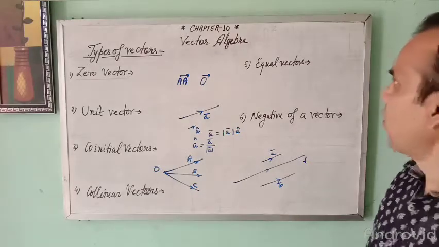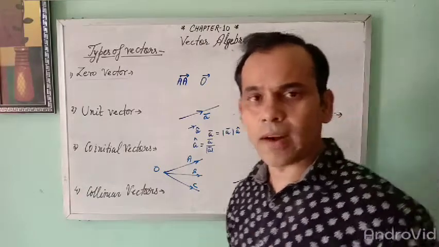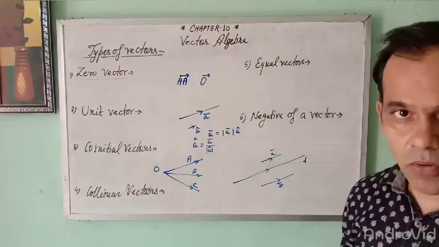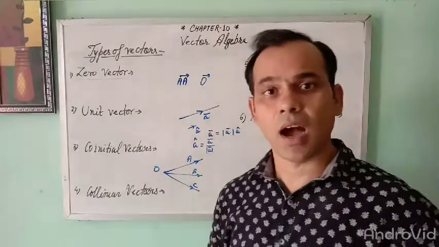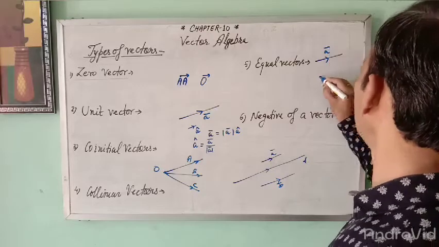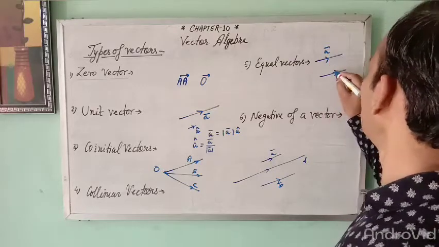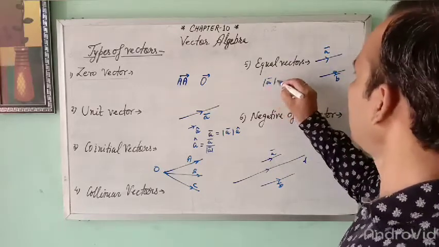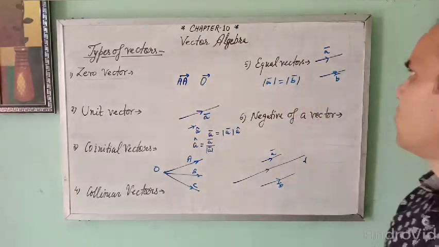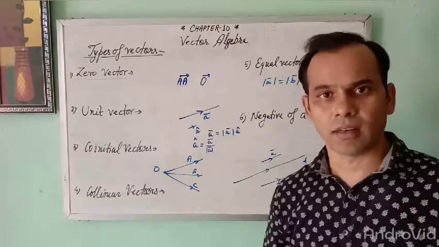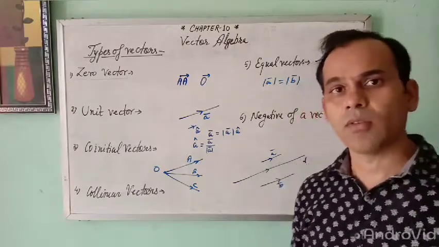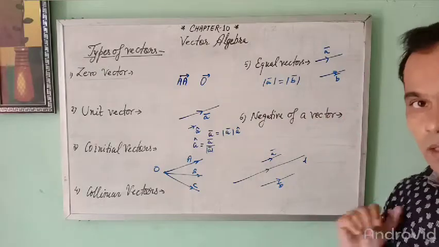Clear? Now come to equal vectors. Two vectors are said to be equal if their magnitude as well as their direction are the same. There are two vectors, this is vector A, this is vector B. If the magnitude of A is equal to the magnitude of B and the directions are the same, these two vectors are said to be equal vectors.